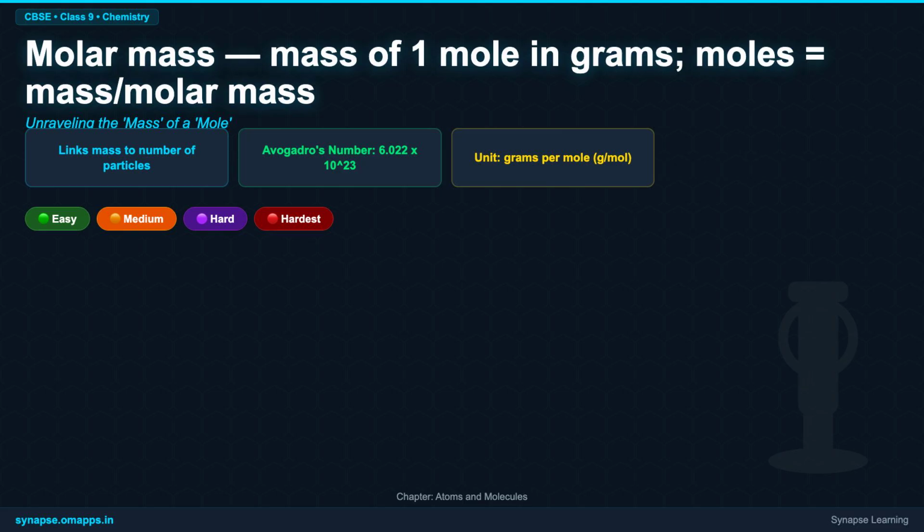Today, we are diving deep into a super important concept, molar mass, and how it helps us count tiny particles. We'll explore what a mole is, how to calculate molar mass, and use a simple formula to relate mass to moles. From easy definitions to competitive exam insights, we'll cover everything you need. Get ready to unlock the secrets of chemical quantities.